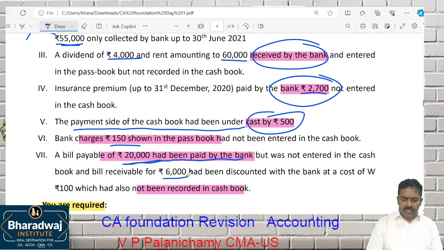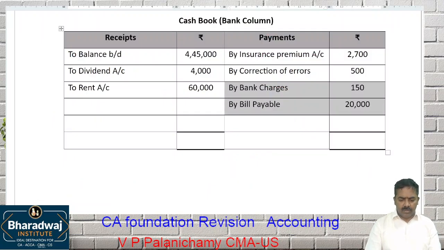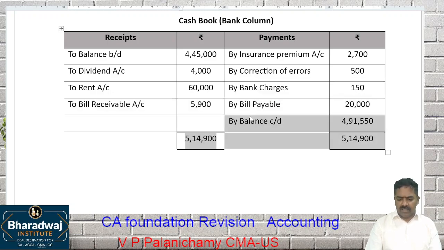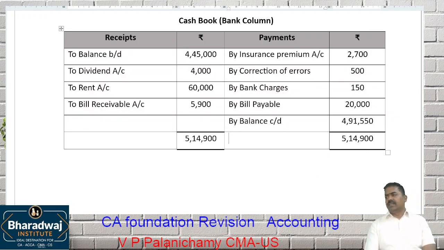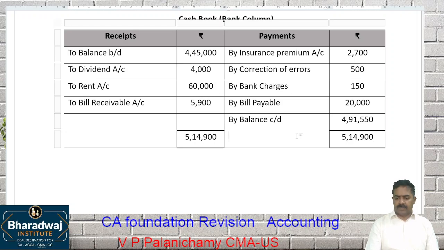And bills receivable, how much has been discounted? 6,000 minus 100, so bills payable paid is 20,000. Bills receivable discounted is how much? 5,900. This will give us the amended cash balance. Otherwise, these transactions already happened in the bank. We received money and paid money. So let us amend it.